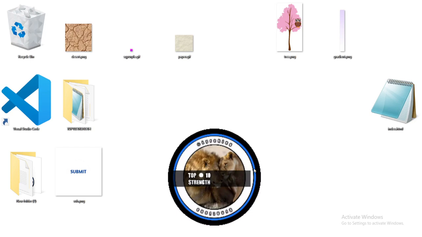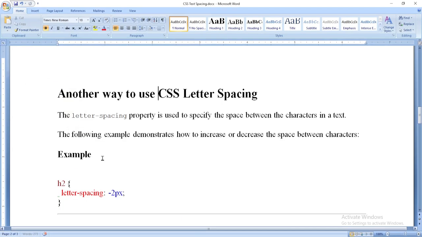Welcome back everyone. Quickly, let's continue our discussion on CSS text spacing. Right now, we'll be discussing another way to use the CSS letter spacing. Don't forget, in our previous tutorial we discussed the letter spacing. We said the CSS letter-spacing property is used to specify the space between the characters in a text.